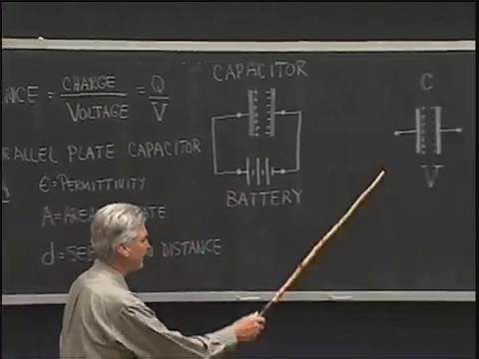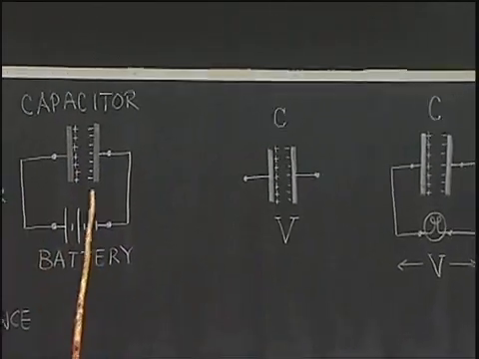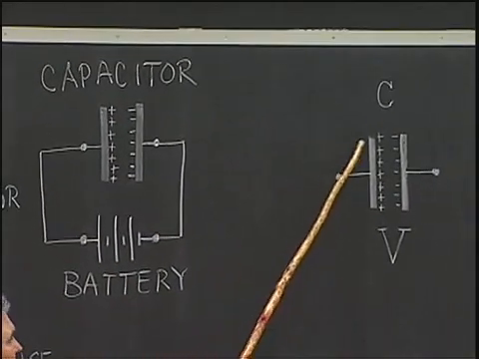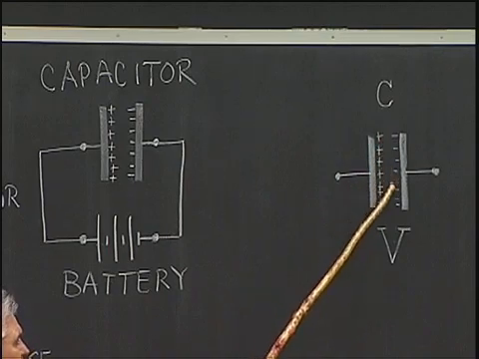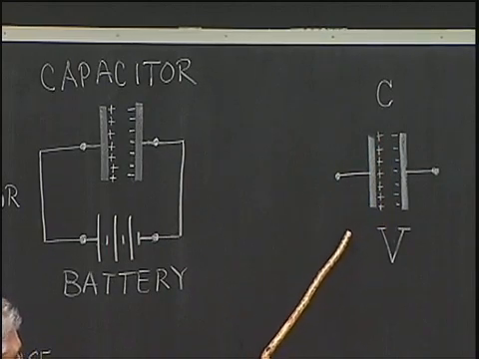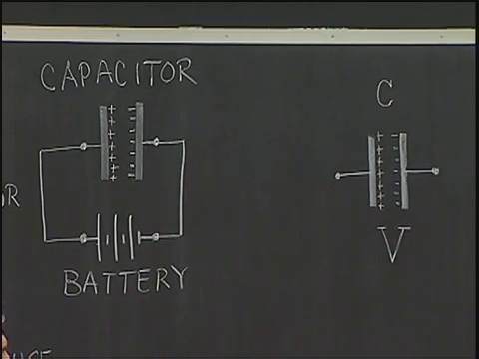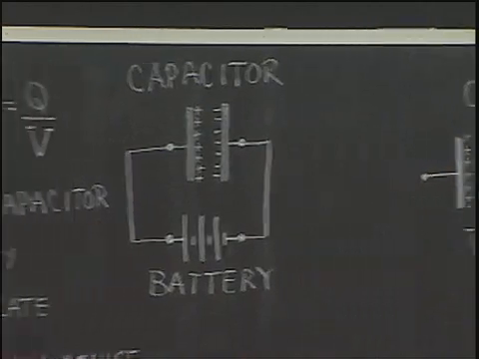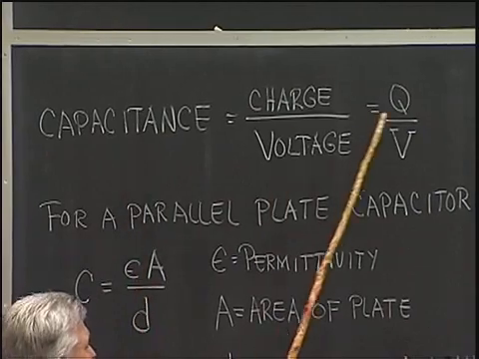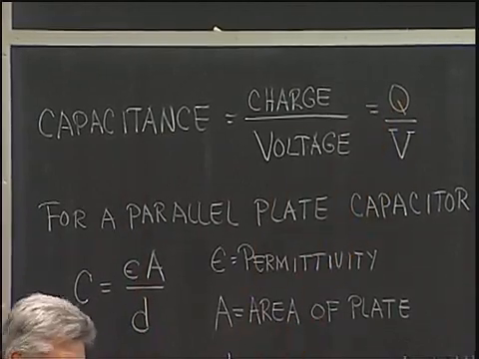Here I have a capacitor isolated from the battery. Once the capacitor is charged up, we could remove the battery, and we see that there's positive charge on this plate, negative charge on this plate, and we have a potential difference or a voltage across those plates as a result of that charge, and C is the capacitance. And again, the definition of capacitance is the ratio of the charge to the voltage.